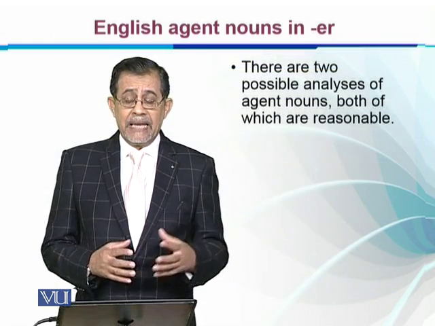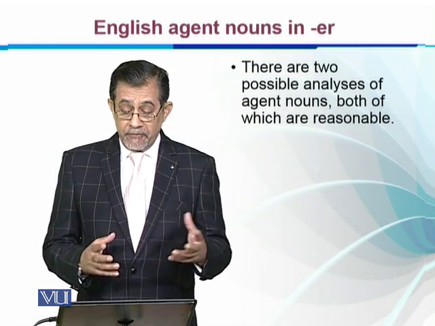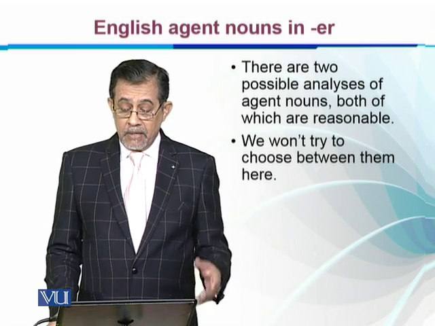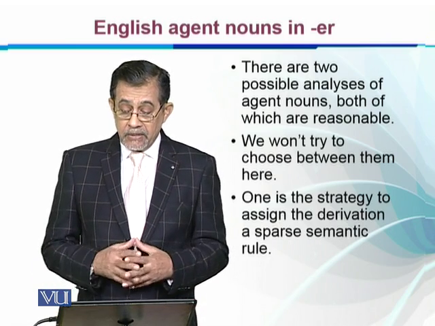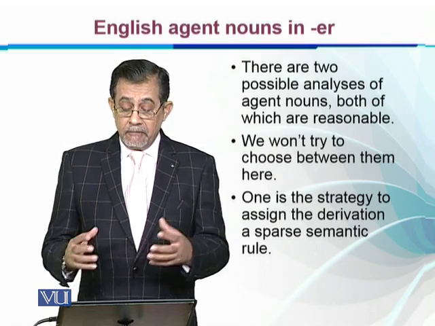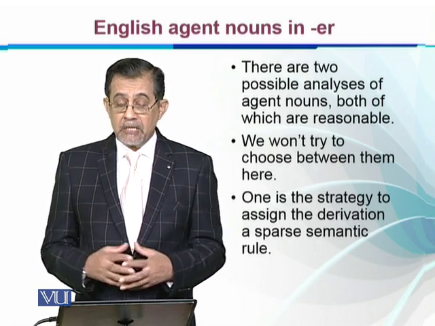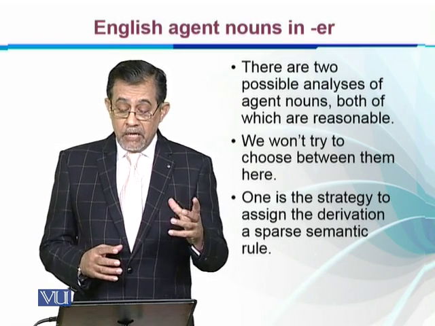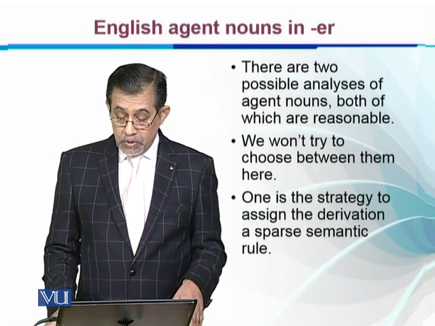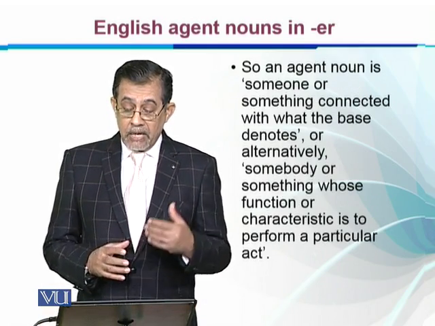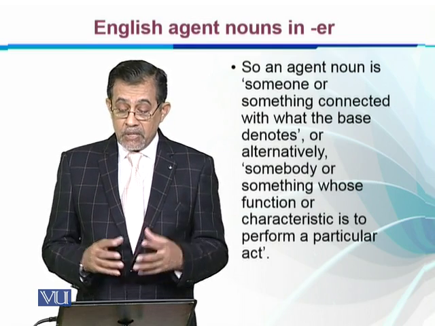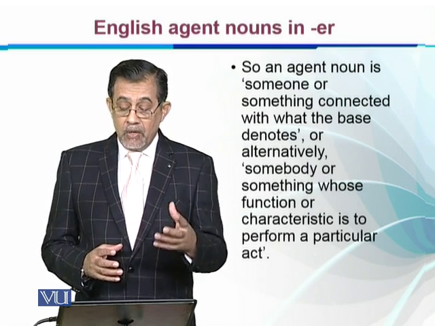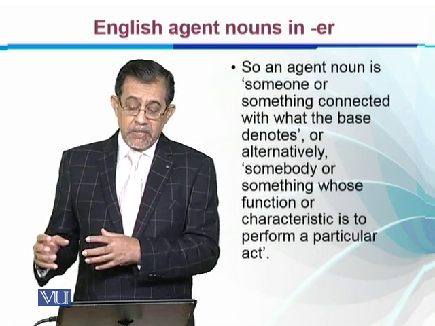There are 2 possible analyses of the agent nouns of ER, both of which are reasonable. We won't try to choose between them here. One is the strategy to assign the derivation a sparse semantic rule. So an agent noun is someone or something connected with what the base denotes, or alternatively somebody or something whose function or characteristic is to perform a particular act.